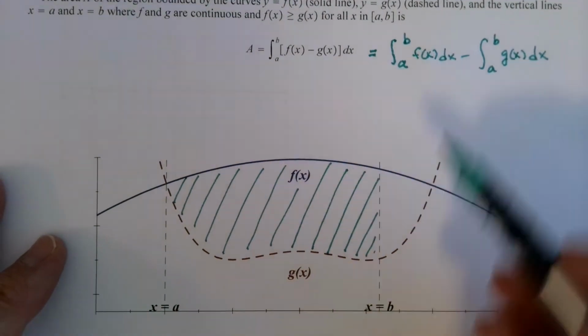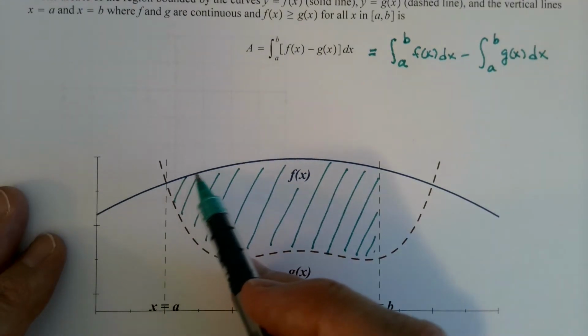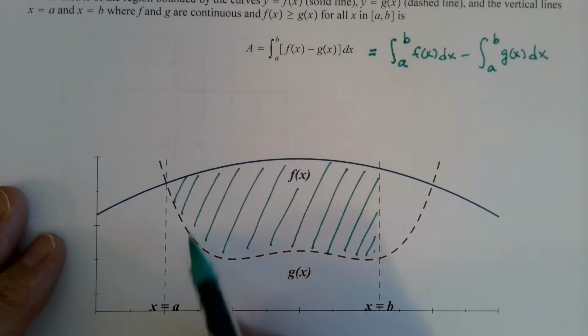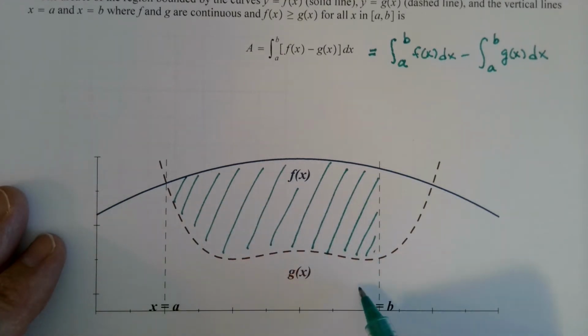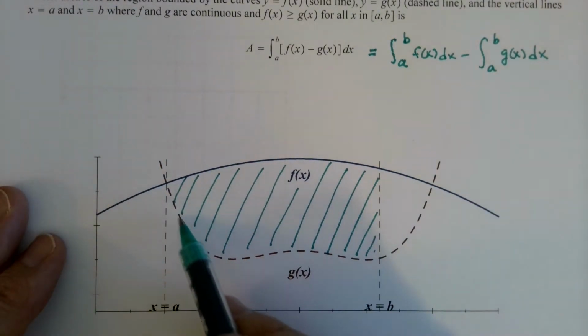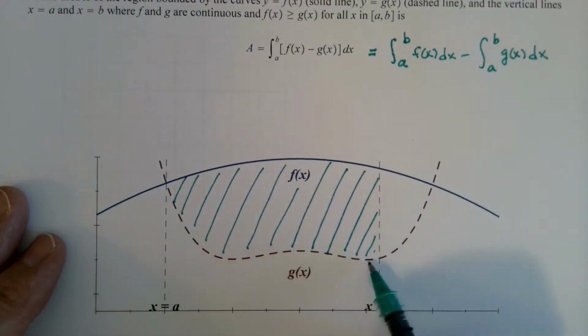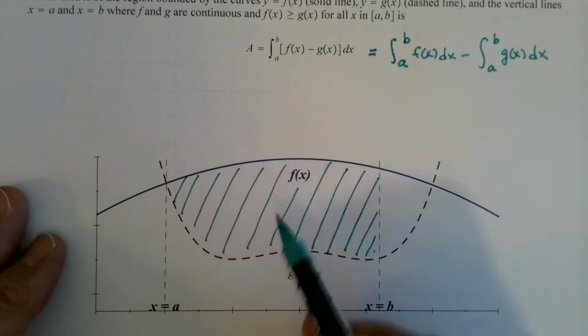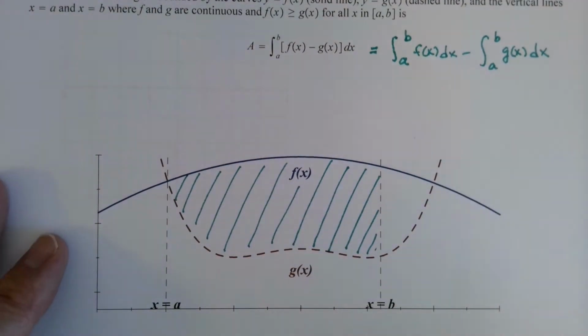But this integral here represents what? The area under this blue curve, right, all the way down to the x-axis here, which would be our green shaded in area plus everything under the g of x curve. Well, this integral from a to b of g of x dx just represents the area under the dashed g of x function and trapped between that and the x-axis. So if I take the total region and subtract this region, I'm going to get the shaded in region. So it makes sense from that perspective.